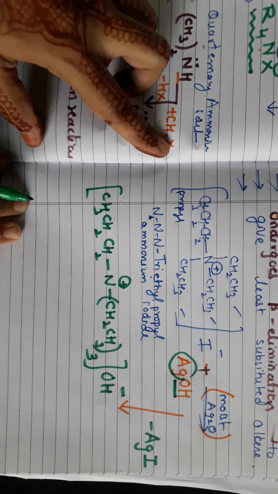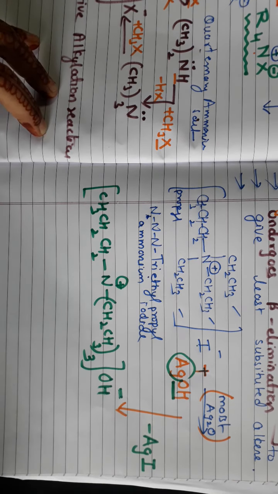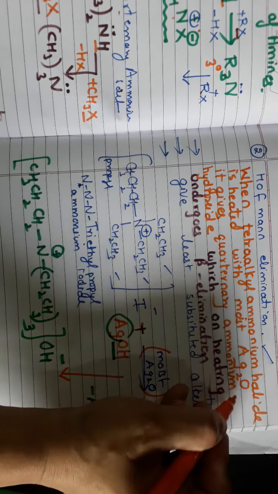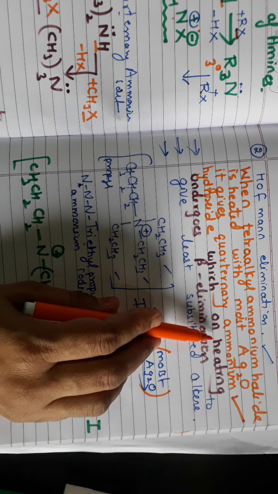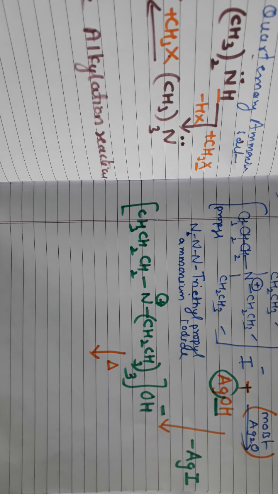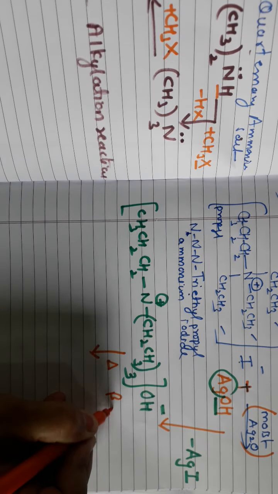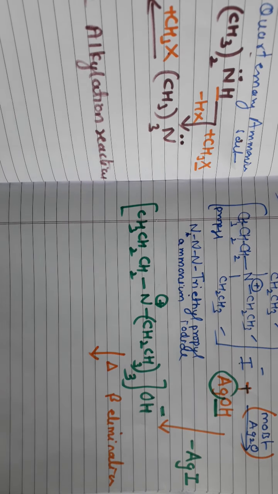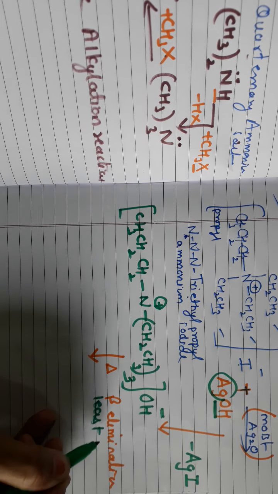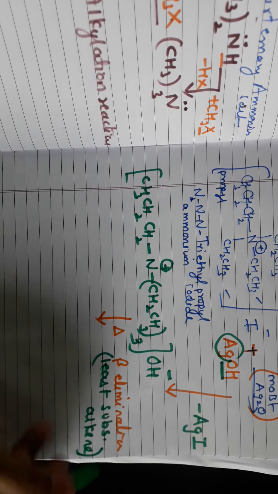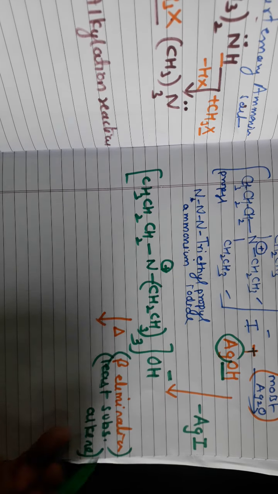So according to the statement which I have written, we have reached till quaternary ammonium hydroxide. Now we are going to study how, on heating, it will undergo beta elimination. We are going to heat this, and after heating, there is beta elimination. And when there is beta elimination, we get the least substituted alkene. So let us study what is this least substituted alkene and what is this beta elimination.